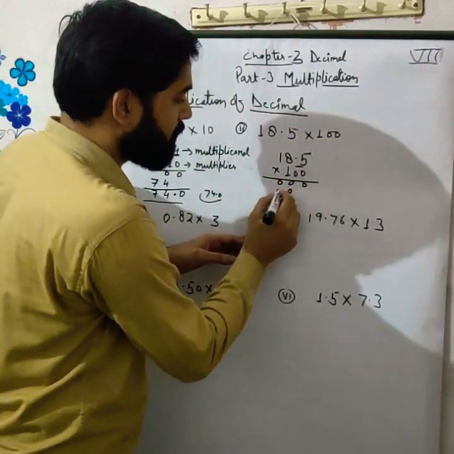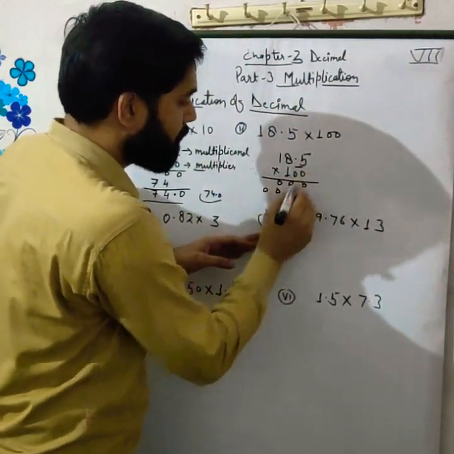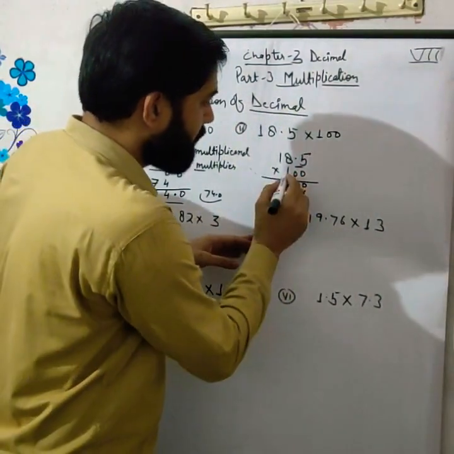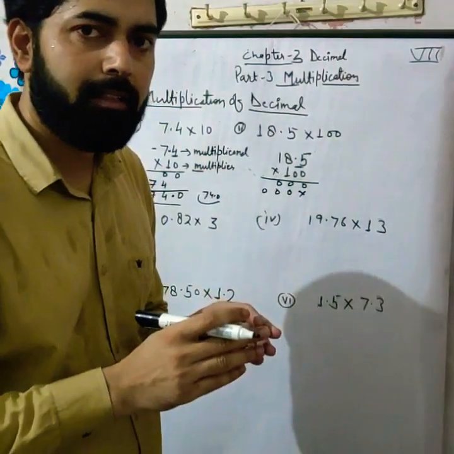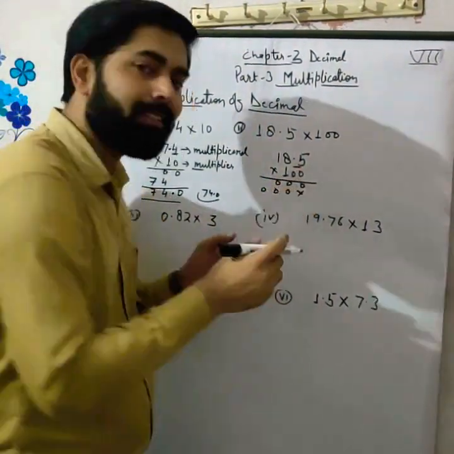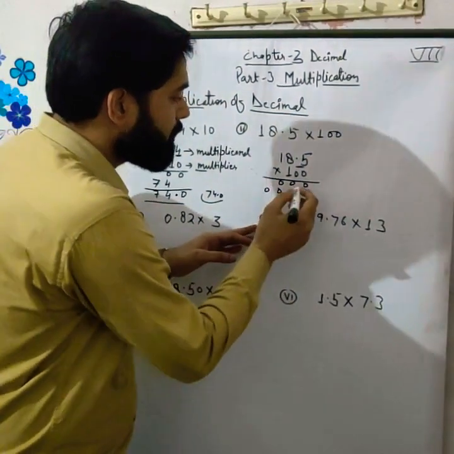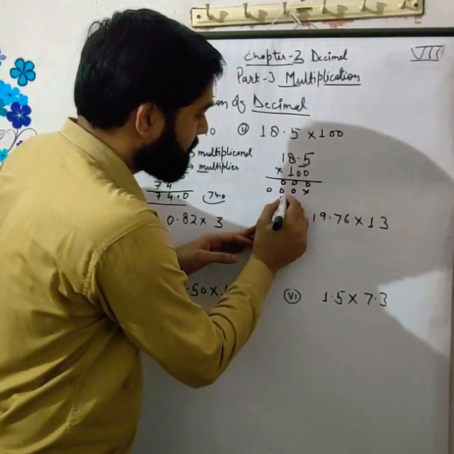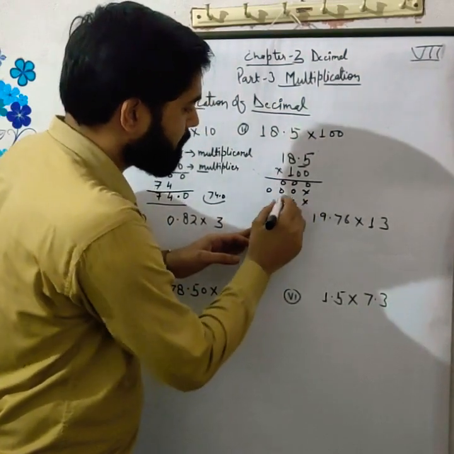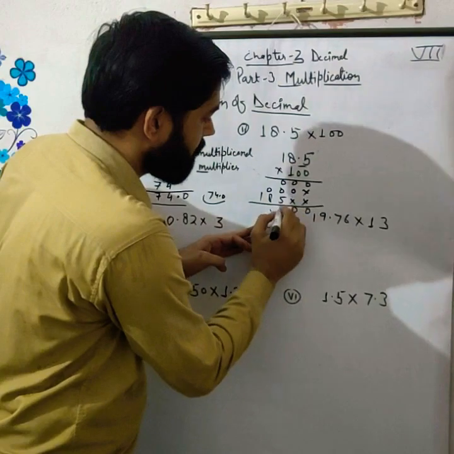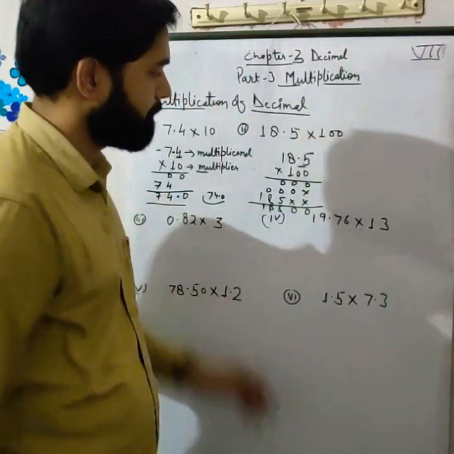Then 0 times 5 is 0, 0 times 8 is 0, 0 times 1 is 0, then you can cross it. Then where is the 1? The 1 is at the hundreds place. Then we write the first number below the hundreds place. Which one is the hundreds place? Ones, tens and hundreds from here. Now 1 times 5 is 5, 1 times 8 is 8, 1 times 1 is 1. Then we add: 0 0 5 8 1.